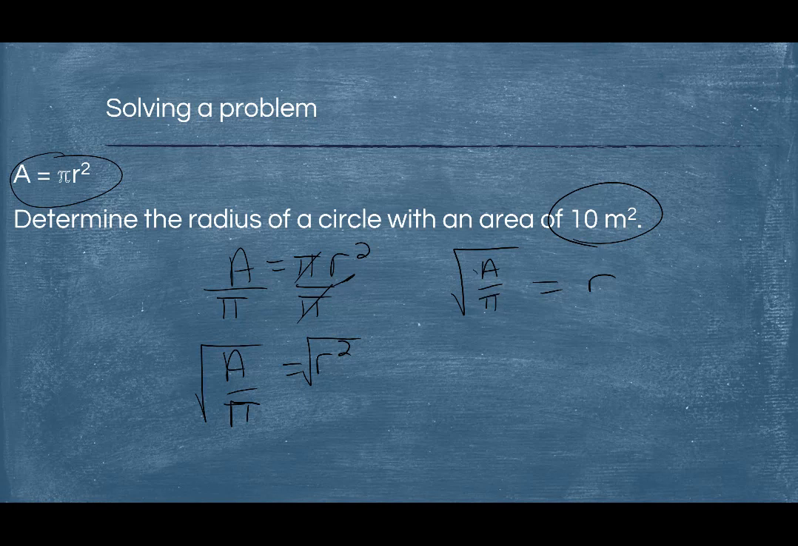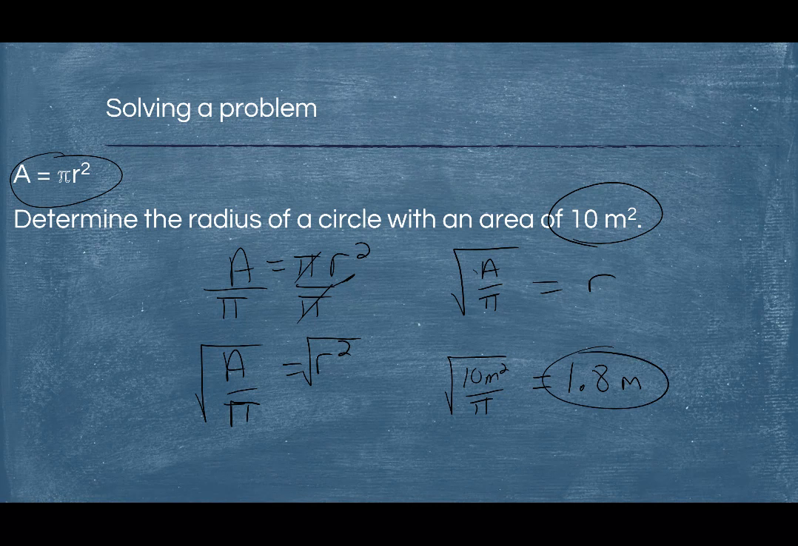And now I substitute in my values. So it's going to be the square root of what? 10 square meters over pi. So all I have to do is type in 10 divided by pi. I'm using my pi button. And then I'm hitting square root. And I got one decimal. I'm going to round my answer to 2 digits, 1.78. And that is meters. You'll get the same meters squared. It'll be meters for the radius.